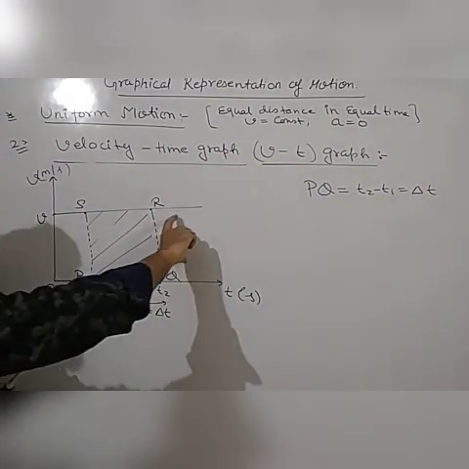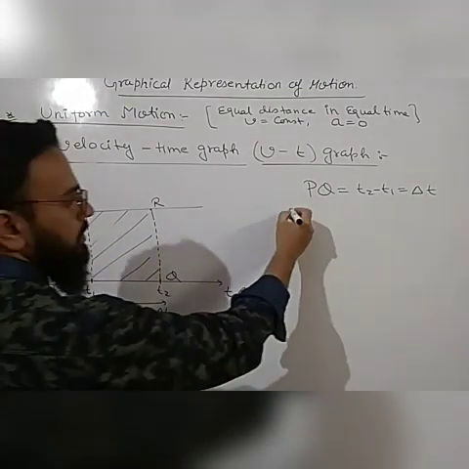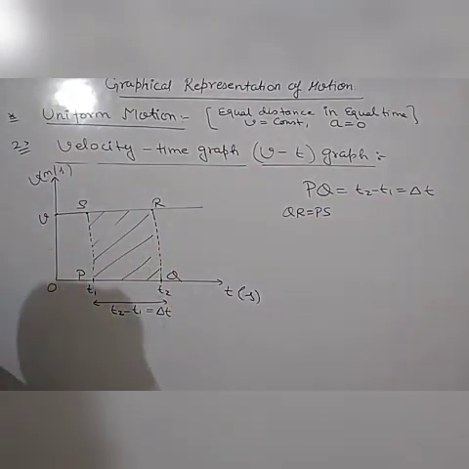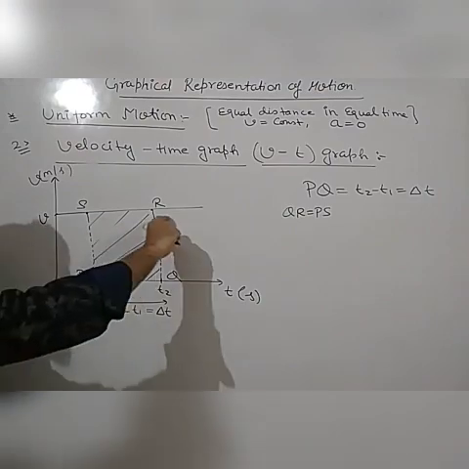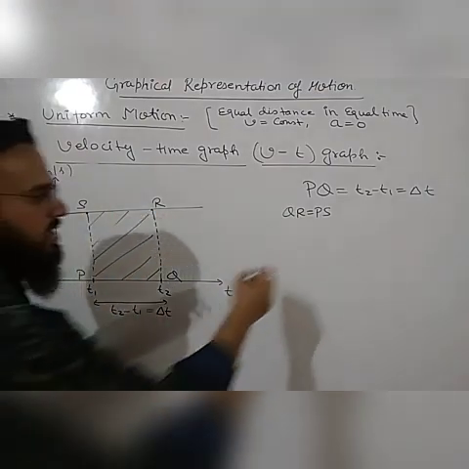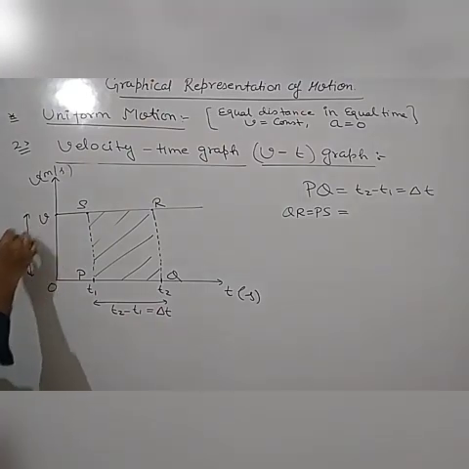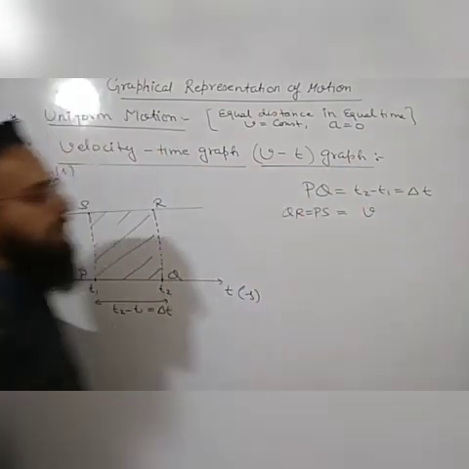And what is the height or width, QR or PS? QR is equal to PS. Both the lines will be equal because these two lines are parallel. So PS will be equal to QR. And what will be its value? This length is v. So QR is equal to PS is equal to v.